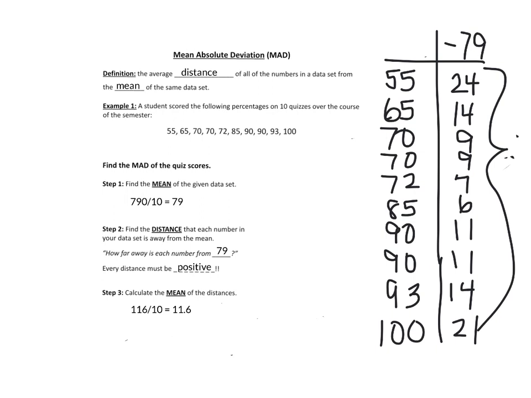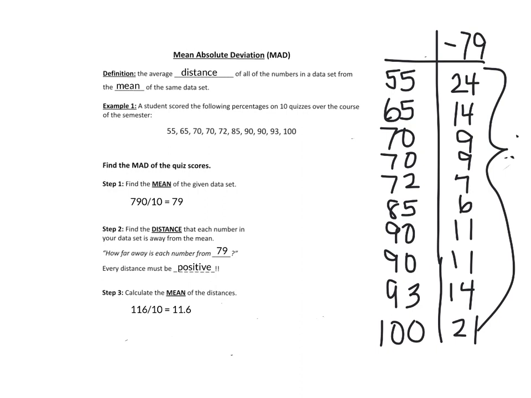So what that means is, on average, these numbers are about 11.6 percentage points away from the mean. Now that means some of them, like the min and max, are way further away from the mean than the other numbers in the center, but on average, this deviates about 11.6 percentage points.